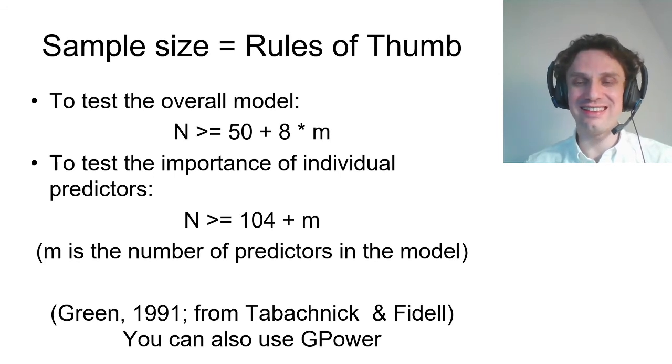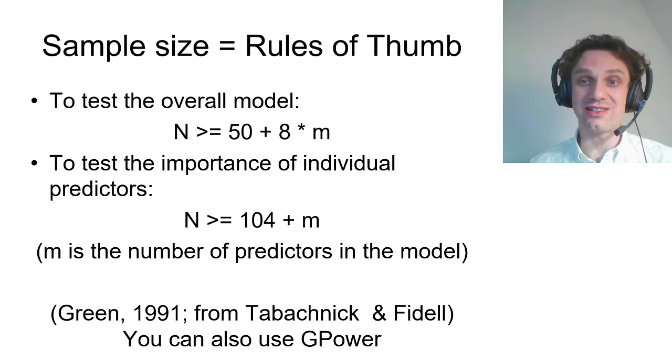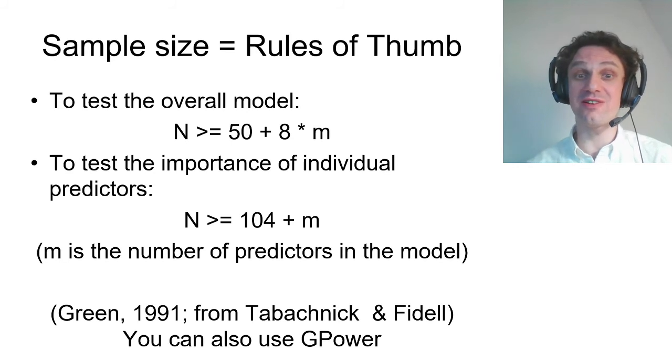Another question that is very commonly asked: how many people do you need in order to conduct a regression model, to conduct regression analysis? Well, there is no simple answer to this question. Because it depends on basically how strong are your effects, how strong are your regression coefficients, and how correlated are your predictors. And this is something that is not so easy to model. So there are some rules of thumb that people commonly use.